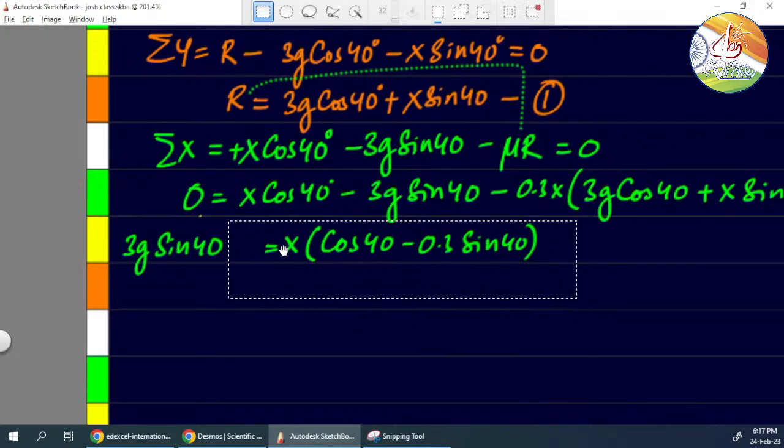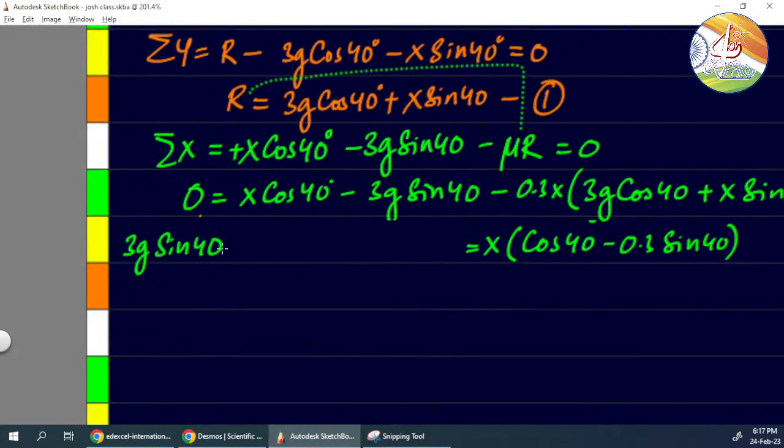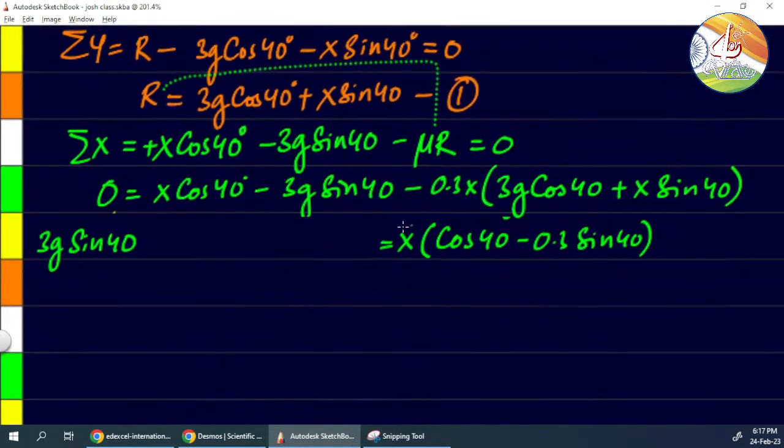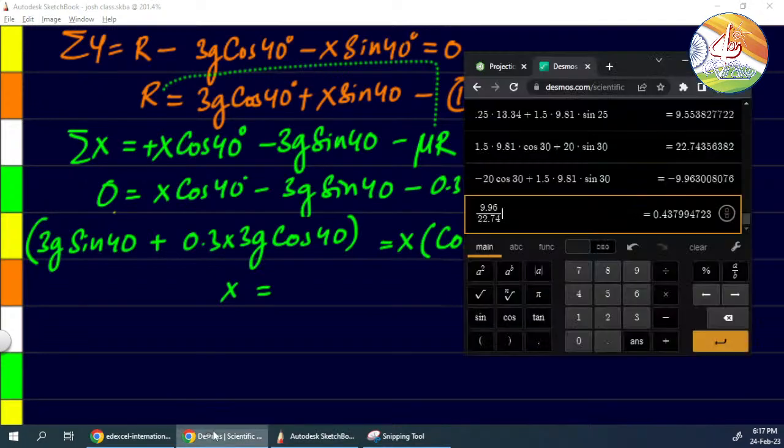We'll need some space here. Let's move this side. So 3g sine 40 has become positive on the left side. Then 0.3 times 3g cos 40, this will also become positive on this side, right? Yes. So X will be this total divided by this total. Okay. Yes. So let's feed it in the formula directly.